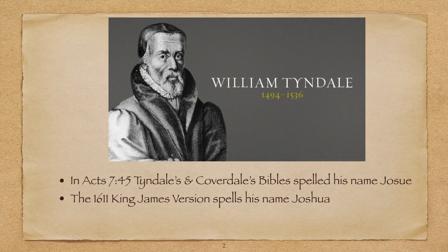The earliest English Bibles of Tyndale and Coverdale spelled his name Josue. The King James spelled his name Joshua, which is used in the Apostolic Bible Polyglot. These are English names given to the person called Joshua.